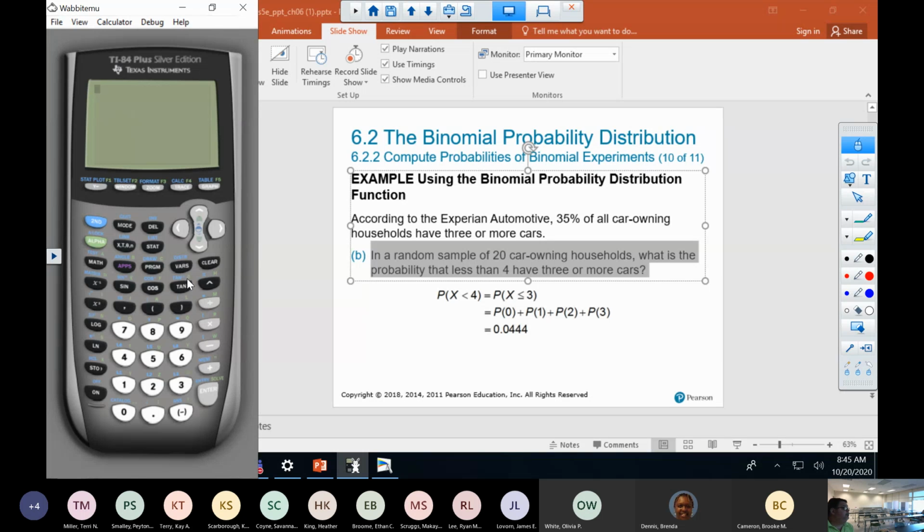Clear. Second, enter, second, enter. And now I'm going to put in 2. I'm going to stow alpha C. Clear. Second, enter, second, enter. Now I'm going to type in 3. And I'm going to stow alpha D.